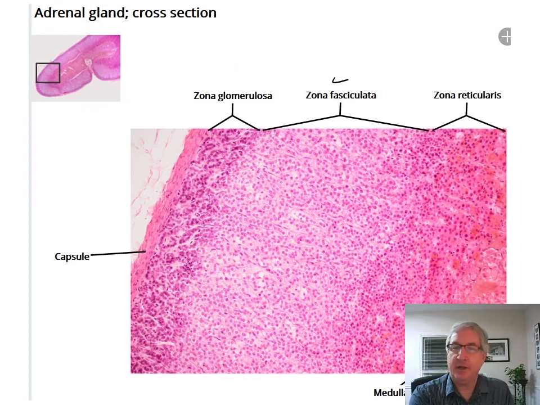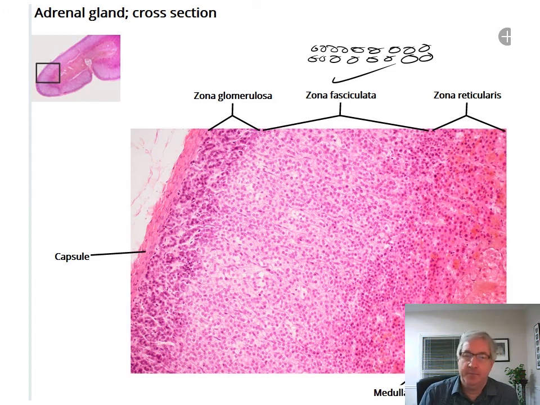And even higher magnification. You see the fasciculata cells are arranged stacked almost in columns going up. Some portion of the reticularis looks that way too, but they line up and go up. And you'll have another column of them going up like that towards the outside. The glomerulosa is not structured that way. All right, next slide.